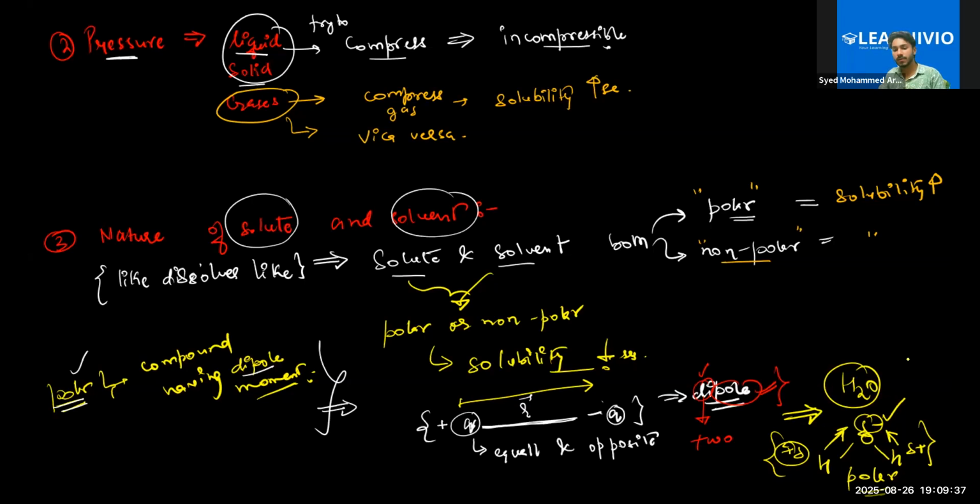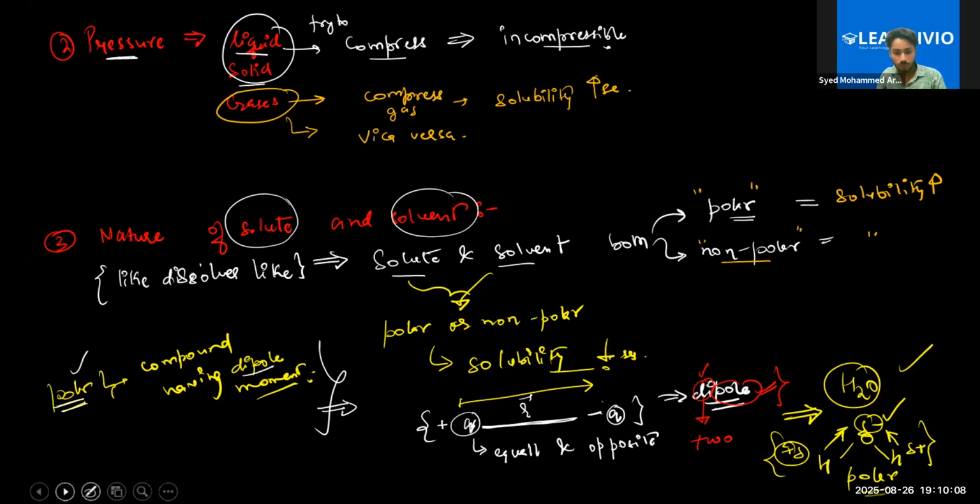So this is polar and non-polar, and that comes under the nature of solute and solvent. If both my solute and solvent are polar, or both non-polar, I can say that the solubility is going to be increased if I add both of them. And if they have different nature, like one is polar and the other one is non-polar, then the solubility is not going to be increased, it is basically going to be decreased.